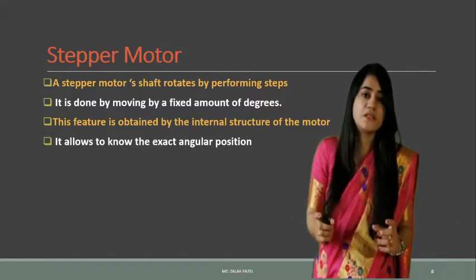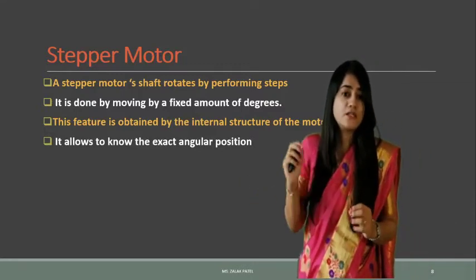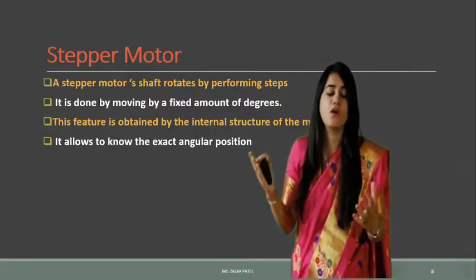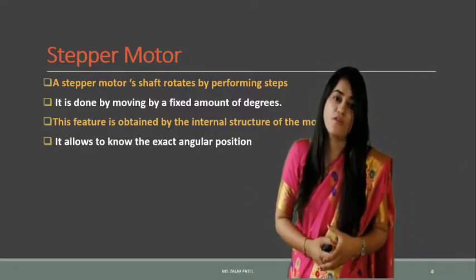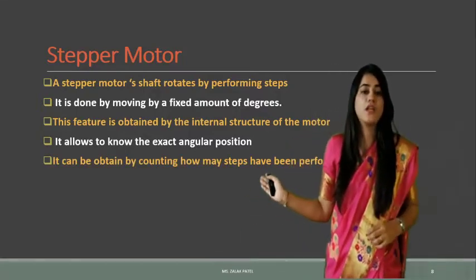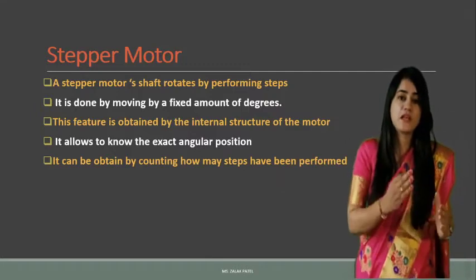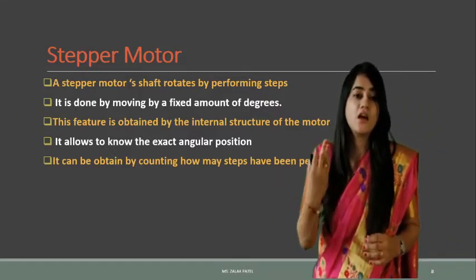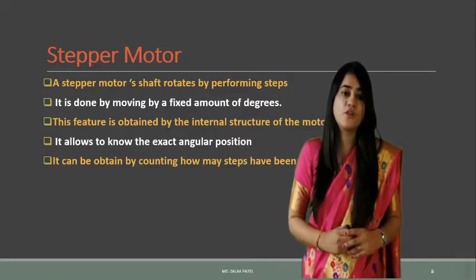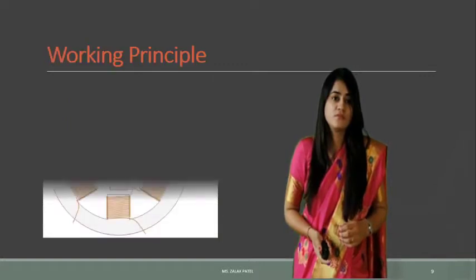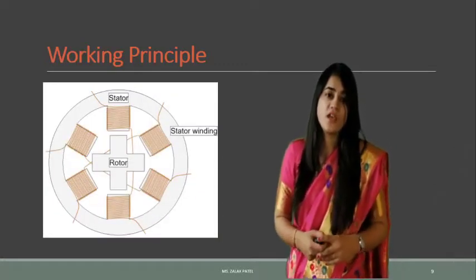A stepper motor changes position according to angle. Either it can be moved to 30 degrees, 40 degrees or 60 degrees according to the requirement of the user. It can be done by counting how many steps have been taken, meaning how many steps will be changed. According to those steps, the angular position of the motor will change and you can achieve the desired position.